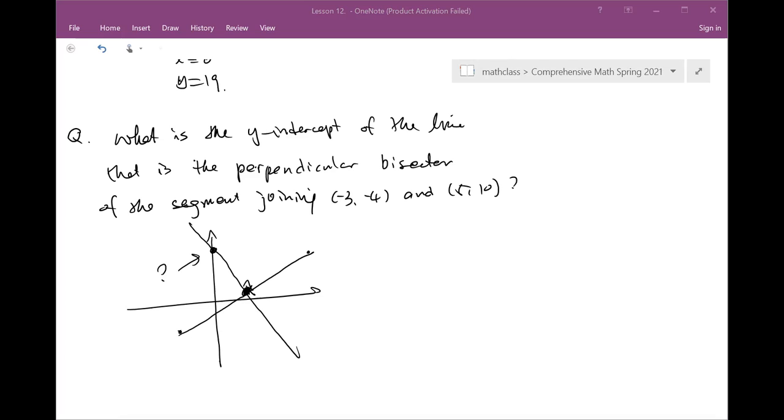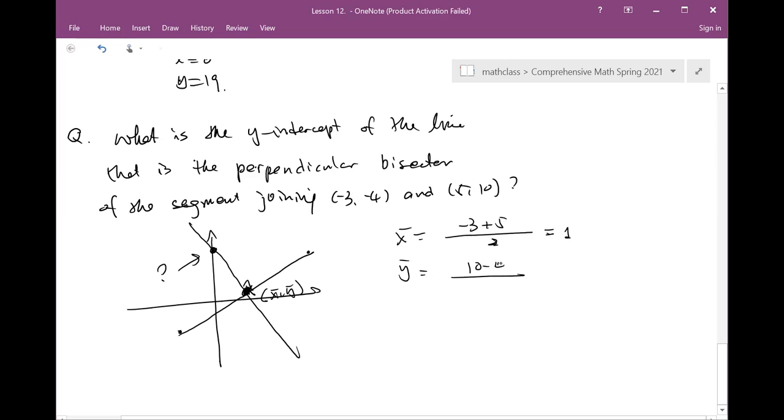One method is called the natural method. So you find the middle point. The coordinates of the middle point formula is half of -3 plus 5, so it would be 2, that's 1. Y bar is going to be 10 minus 4, the average value of the y coordinates, divided by 2. That would be 3.